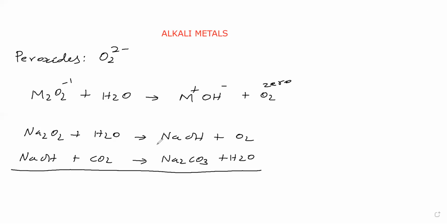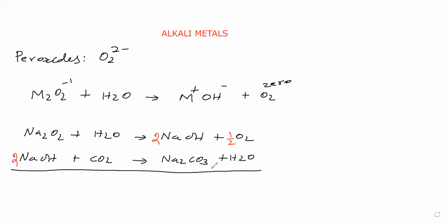Let us see the overall reaction. First we will balance this equation. Here 2 times sodium hydroxide: hydrogen is 2, oxygen is 4. So we will make water one: oxygen is 1, here 2, 3, here also 3, hydrogen is 2, sodium is 2, it is balanced. Next we will balance this one. Here sodium is 2 times, therefore here we will keep 2. Then hydrogen is 2, oxygen is 4, balanced.